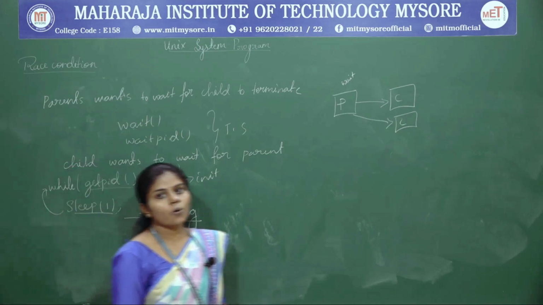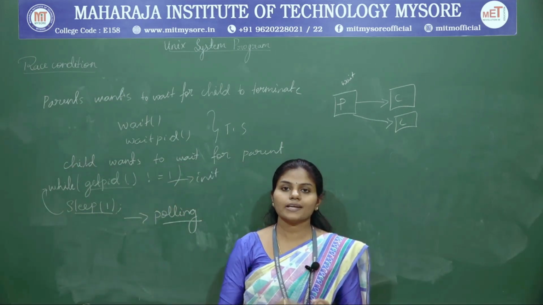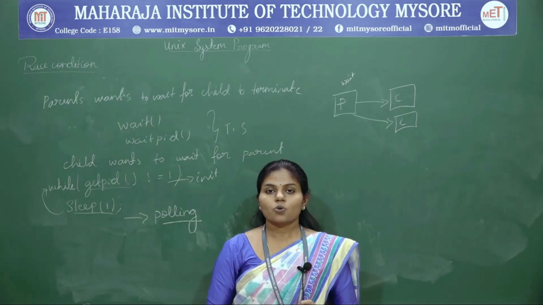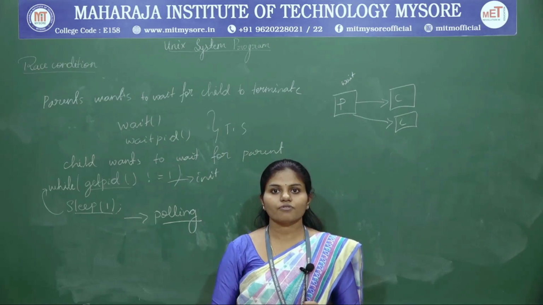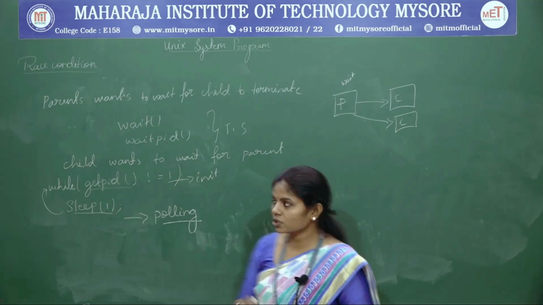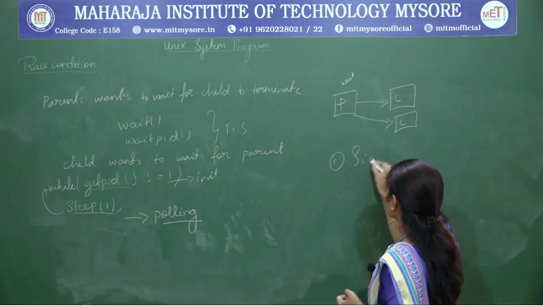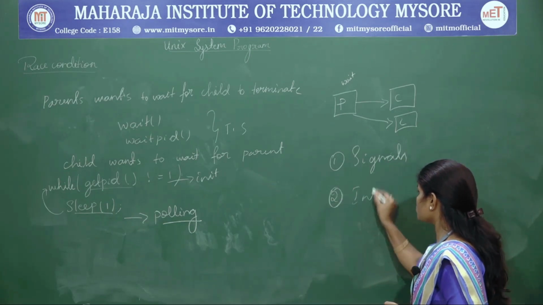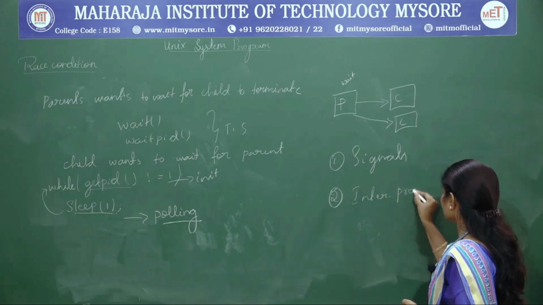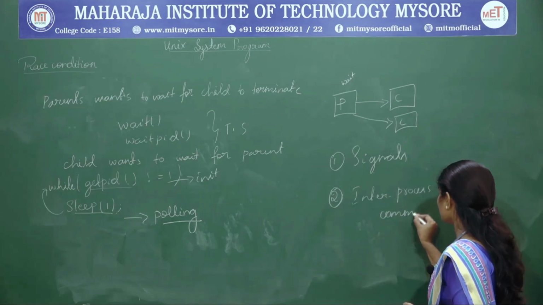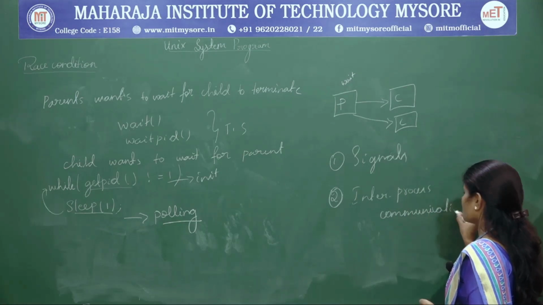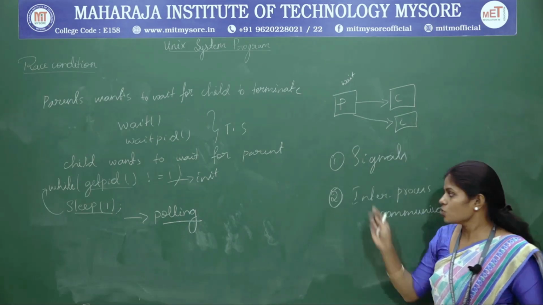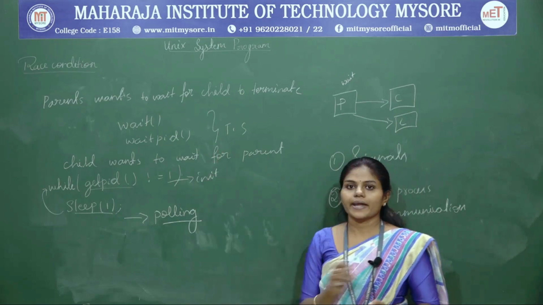So now we have encountered 2 important problems. One is the race condition problem and the second one is the polling problem, right? To overcome these 2 types of problems, we have 2 important solutions. The first one is making use of signals. The second one is making use of inter-process communication. These are the 2 important solutions we are going to use to avoid polling and race conditions.